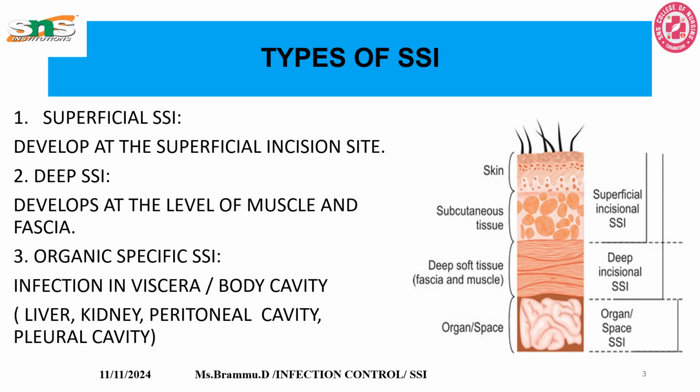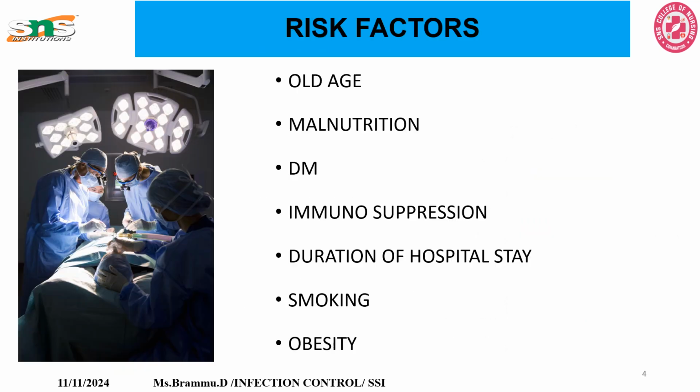Superficial occurs in the subcutaneous tissue and the skin, and deep is in the muscle and muscle fascia. And organic would be in the viscera, organs like liver, kidney, peritoneal cavity, pleural cavity, etc.